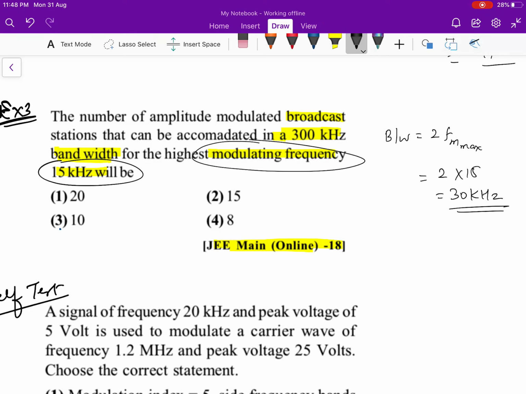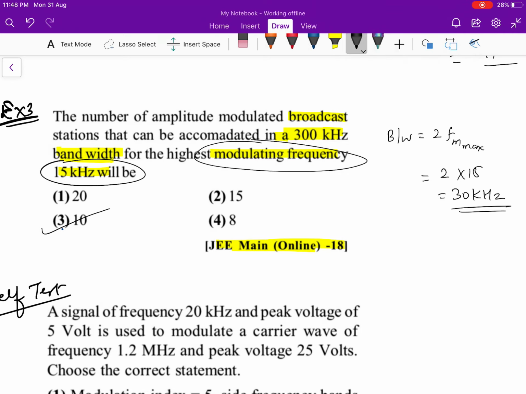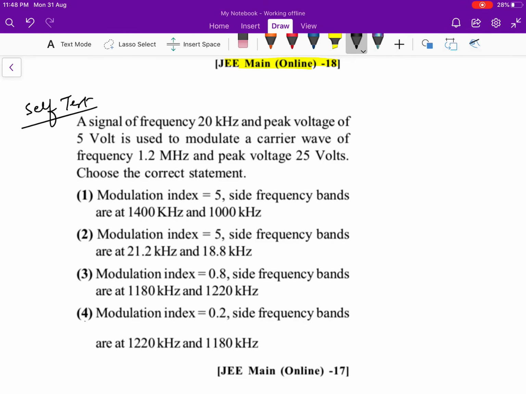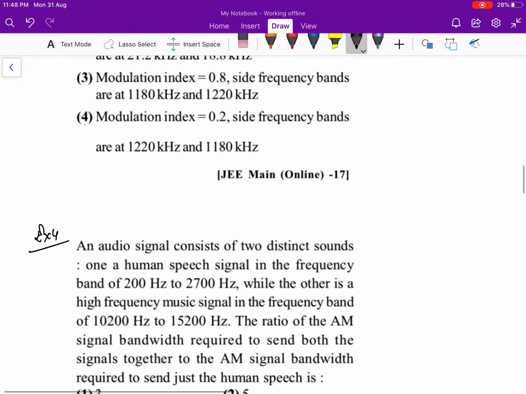Now in 300 kilohertz at max, what you can put up, you can put up 300 by 30, that is at max 10 channels you can put up. Most of the students take 20, but it should be 10. Remember this is an important concept. Now this is a self test based on what I have told you. Take a screenshot and try it yourself. I am going forward.